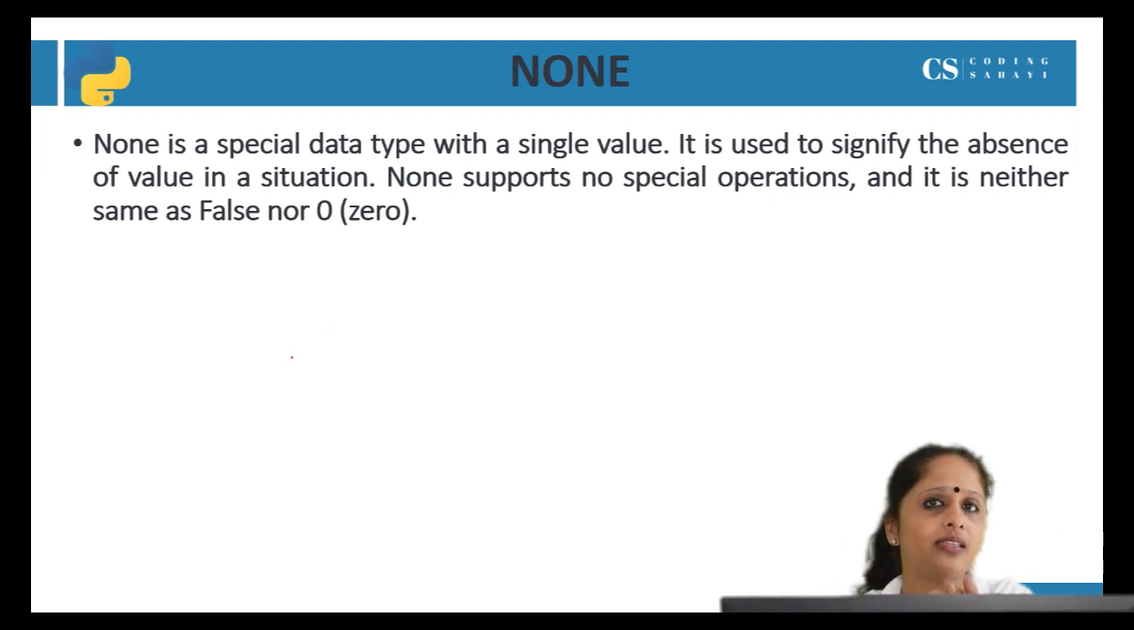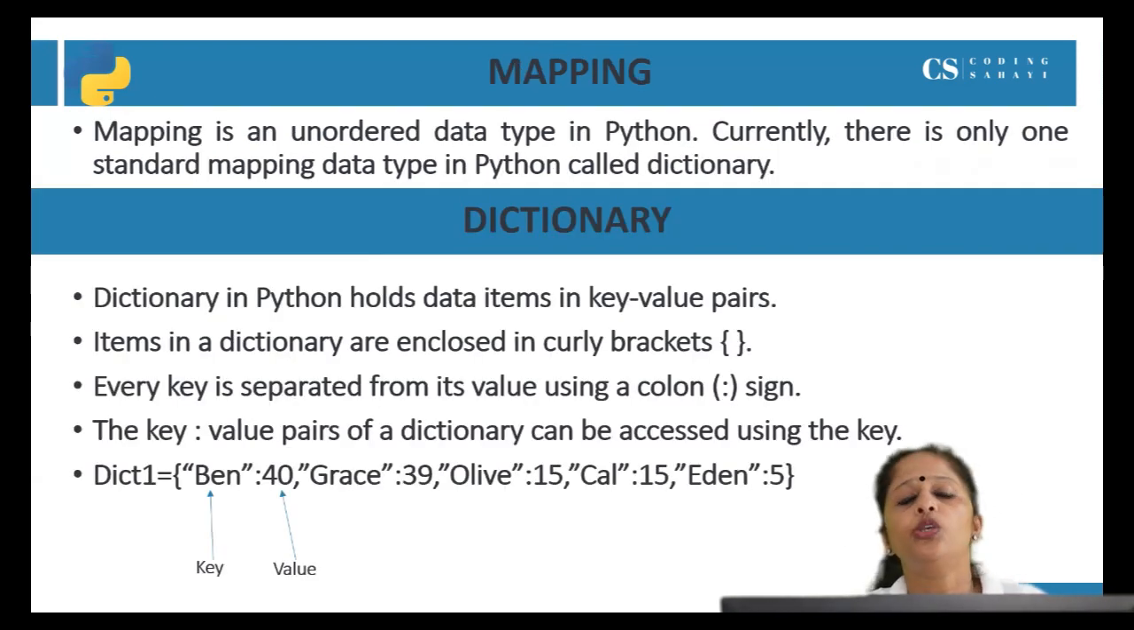n equal to 0 means the value 0 you are assigning. n equal to False means it is a boolean type. But if you give n equal to None, it is a None data type, it does not have any value. None is a special data type with a single value. So the last category of data types is mapping. Under mapping we have only one data type, that is dictionary.